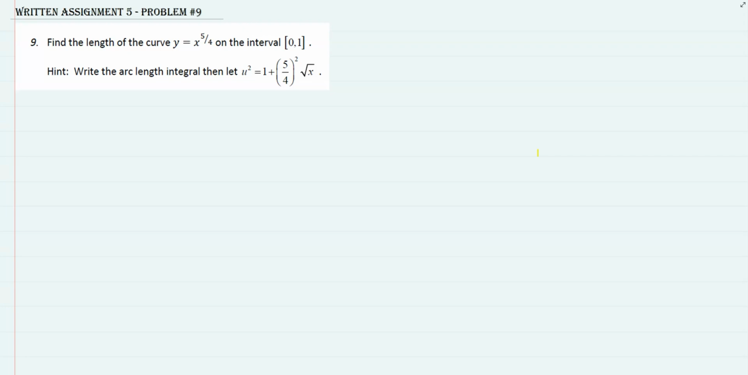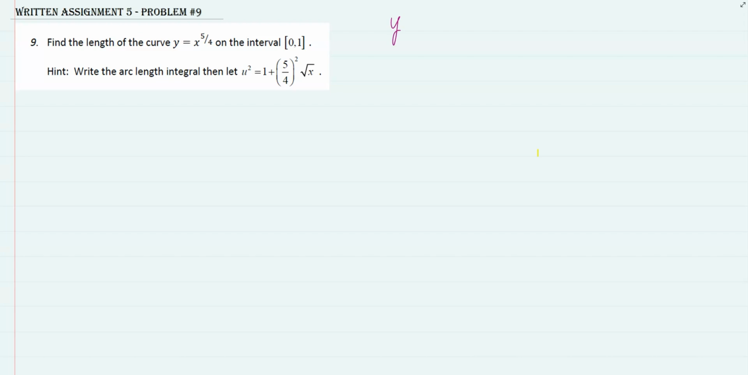Hey guys, I just wanted to give you a hint on setting up problem number 9 in written assignment 5, and it has to do with length of curve. In this problem, this is a very sneaky u substitution, and there is actually a hint for you to do that. So the length of something is going to involve the derivative.